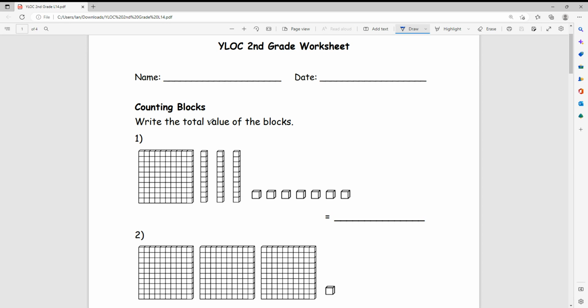This is second grade lesson 14, and we're doing counting blocks. It says write the total value of the blocks. If we count this block here, we count 1, 2, 3, 4, 5, 6, 7, 8, 9, 10. 10 blocks across, right? If we count down, there's 1, 2, 3, 4, 5, 6, 7, 8, 9, 10. So there's 10 blocks going down.